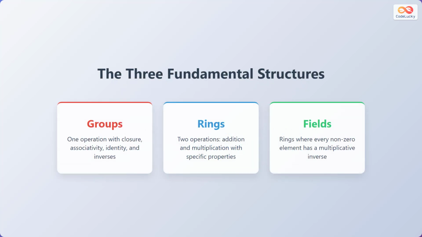Abstract algebra focuses on three key structures: groups, rings, and fields. Let's briefly describe each one. Groups involve one operation that follows rules like closure, associativity, having an identity, and inverses. Rings have two operations, addition and multiplication, with specific properties connecting them. Fields are a special kind of ring where every non-zero element can be inverted through multiplication.